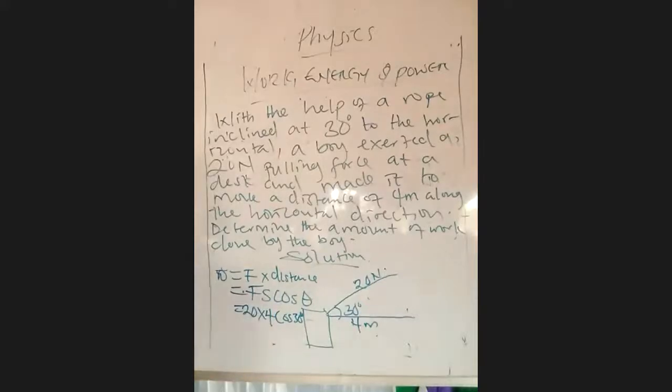We cannot use mass times acceleration times distance because our force has been given as 20 Newton already. And that's why we say 20 times 4 times cos 30. So work done is equal to 20 times 4 times cos 30.